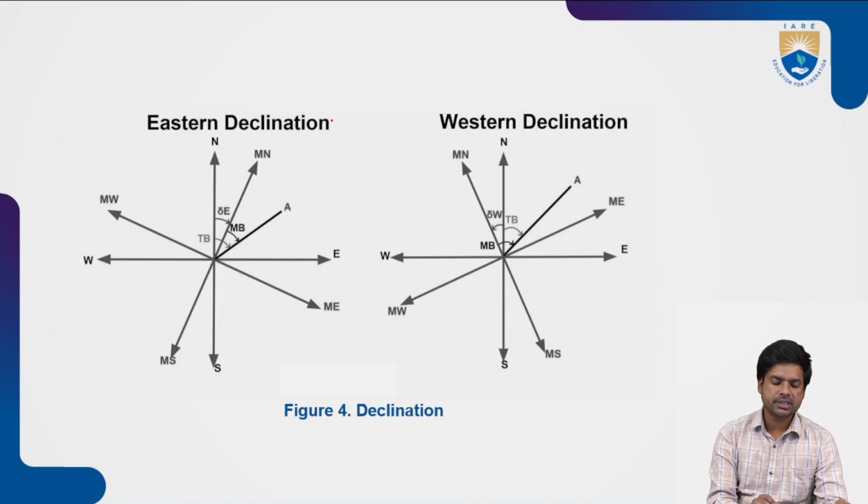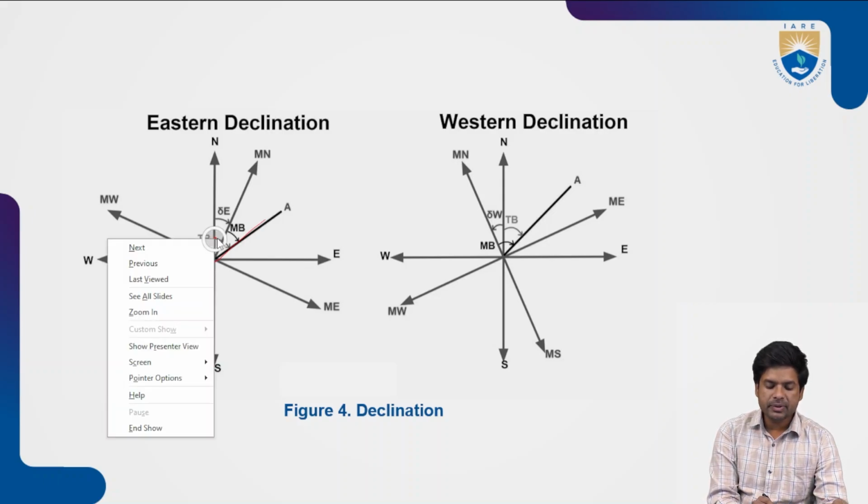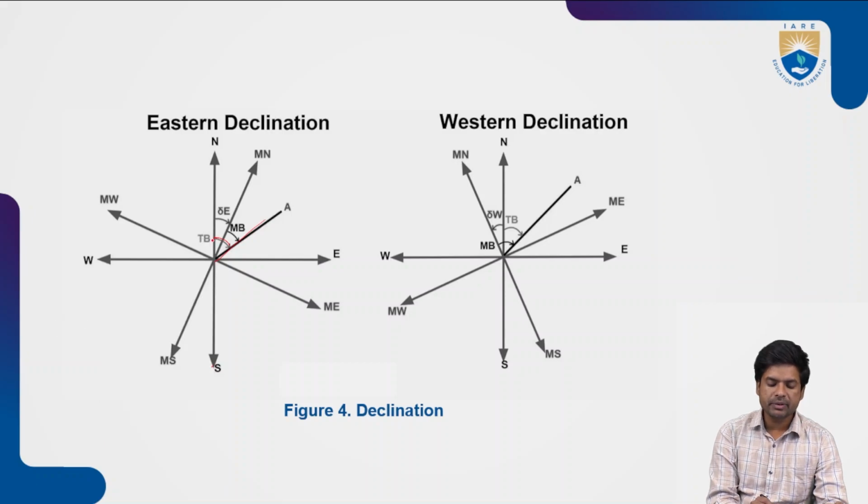Eastern declination: this is the true north and this is the true south. This is the line for which we are going to find the true bearing. The angle made with the true north is TB, the true bearing of the line. Next, this is the magnetic north. The bearing formed with the magnetic north is called the magnetic bearing, and this declination, delta E, is the eastern declination. It is towards the east direction, that is why it is called eastern declination.